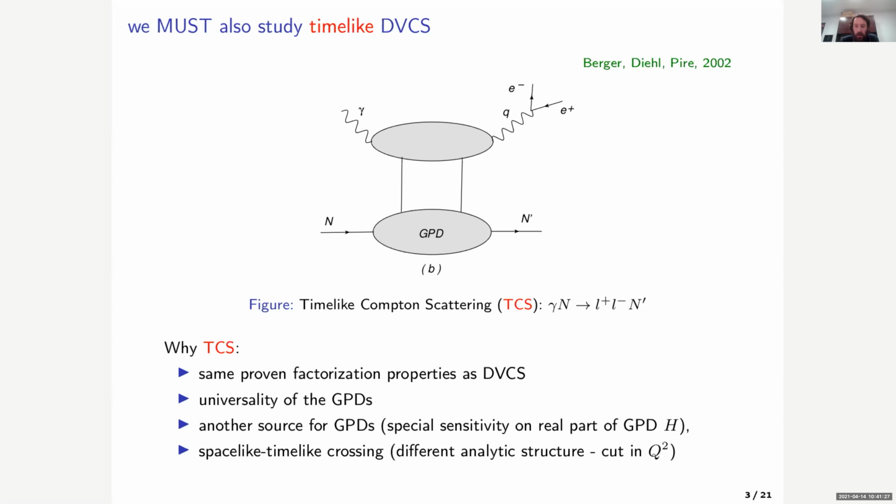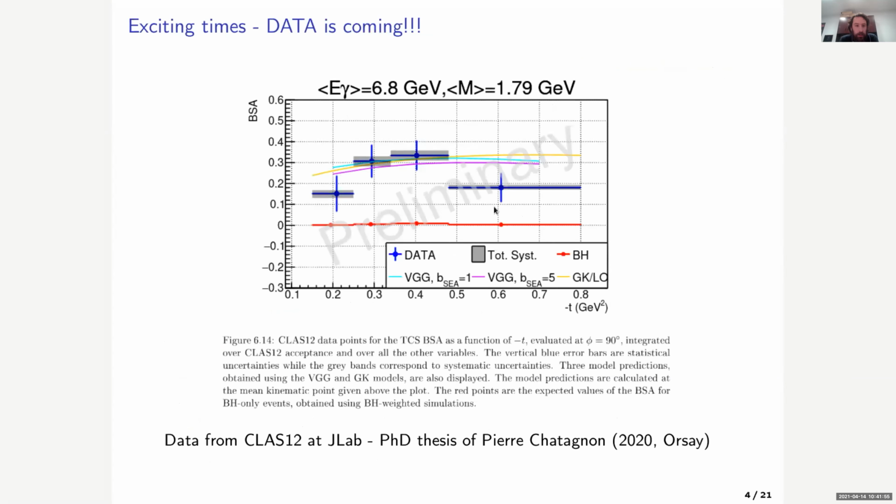In particular, it has a special sensitivity to the real part of GPD H, due to the charge asymmetry of the interference term, which I will talk about later. It also is a nice laboratory to study the crossing between space-like and time-like processes. So as you see, this process was first proposed almost 20 years ago, but it is nice to talk about it now because this is an exciting time and because the new data is coming. And not new data, the first data on TCS is coming.